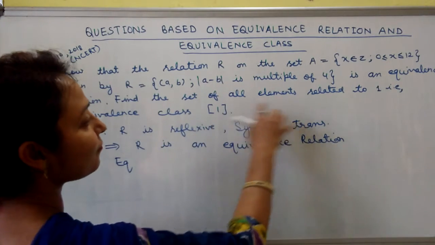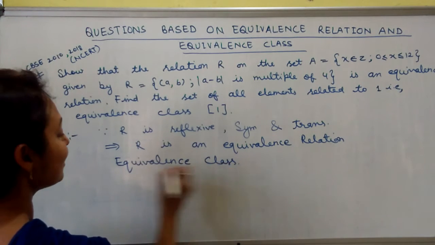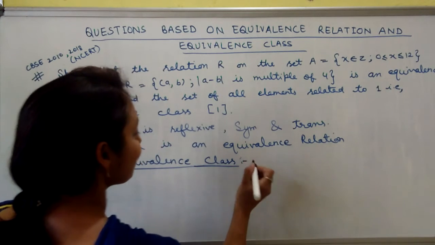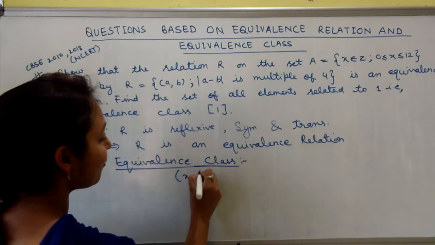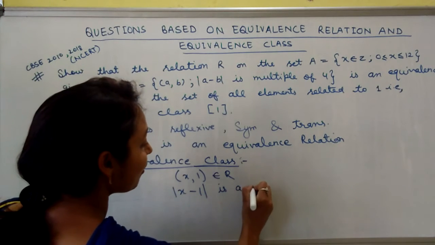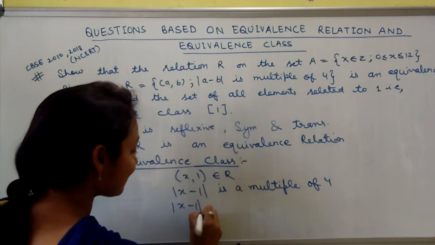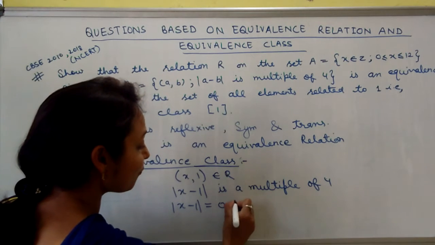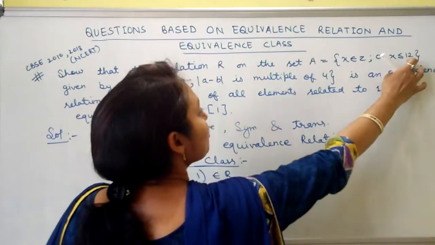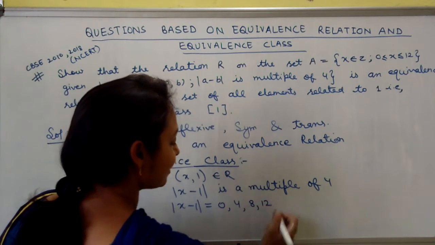The next part of this question is equivalence class. You have to find the equivalence class. How can we find it? You have to find the class by using the number 1. That means you have to take (x, 1) belongs to R. That means x minus 1 is a multiple of 4. Multiple of 4 means 0, 4, then 4 twos are 8, up to 12. We have a limit from 0 to 12: 4 fours are 16, 4 twos are 8, 4 threes are 12. So these are the only numbers.